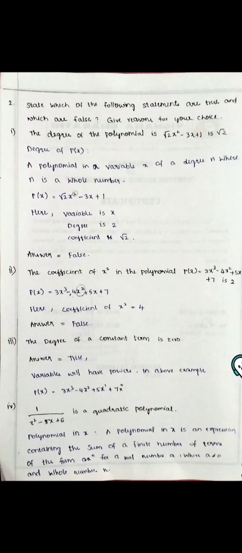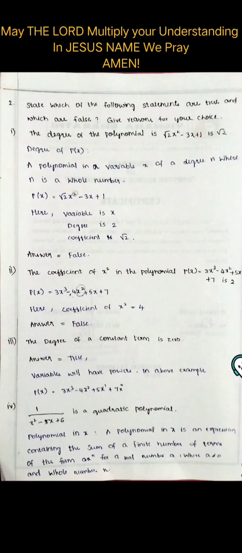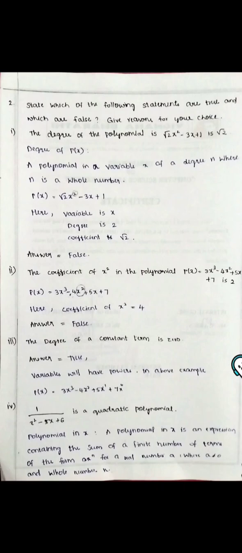Second bit: the coefficient of x square in the polynomial P of x is equal to 2. What is the P of x? 3x cube minus 4x square plus 5x plus 7. What is the coefficient of x square? Just before x square, what is there?